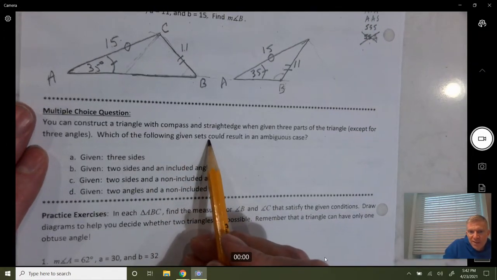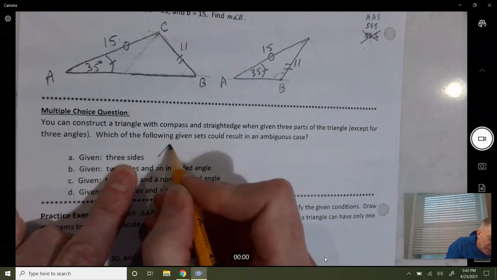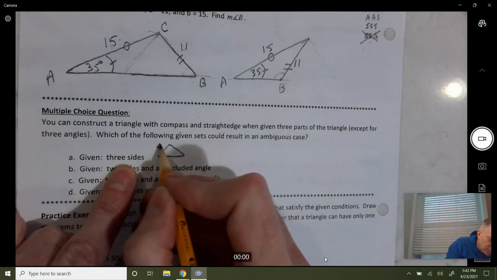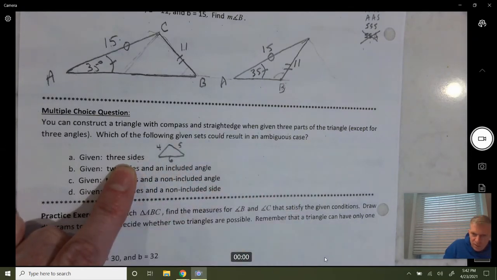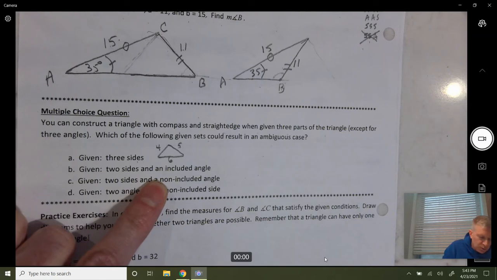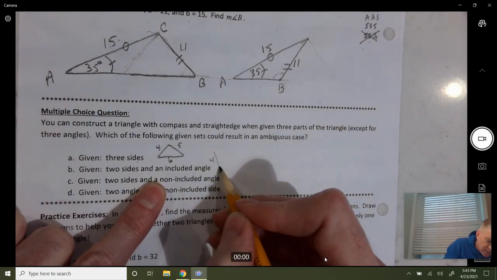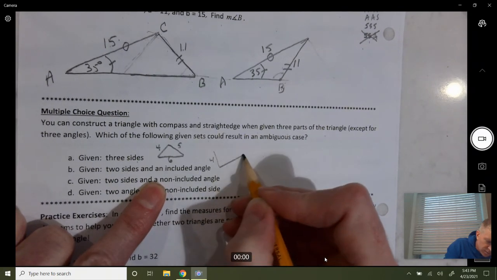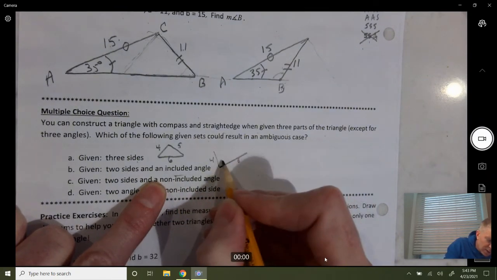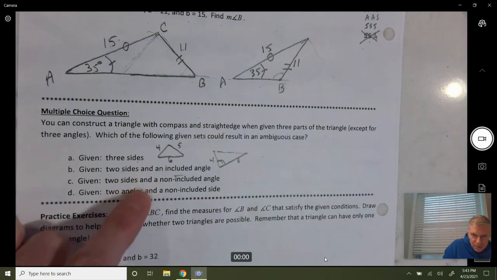Which of the following sets would result in an ambiguous case? When you have 3 sides, think about if you've got 3 sticks that were 4 units long, 5 units long, and 6 units long. There's only one triangle you can make, right? So that would not result in an ambiguous case. 2 sides and an included angle. Think about having 2 sticks. One stick is 4 units long, one is 6 units long. And then they gave you the included angle, so this angle was fixed. Well, if they told you how big this angle had to be, you would only have one option to draw the other side. That would be fixed.